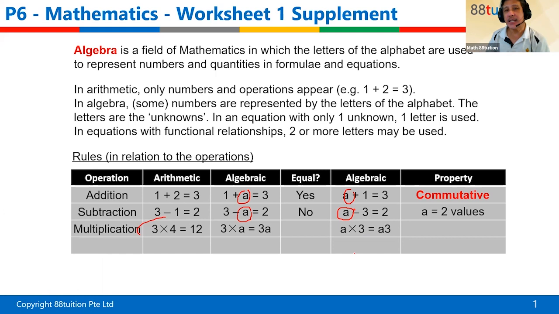Okay, A times 3, I get A and a 3. Are they going to be equal? Is the value of A the same? Yes, right? It's the same. Because let's say A is 4, for example, 3 times 4 will get you 12. 4 times 3 also gets you 12, right? So actually, multiplication is also commutative.